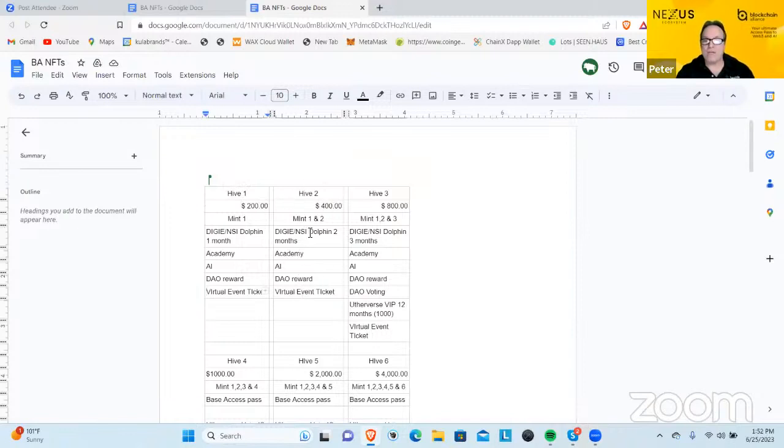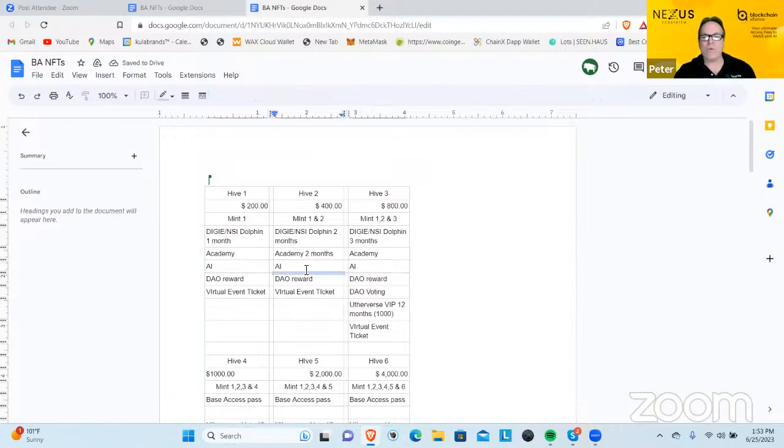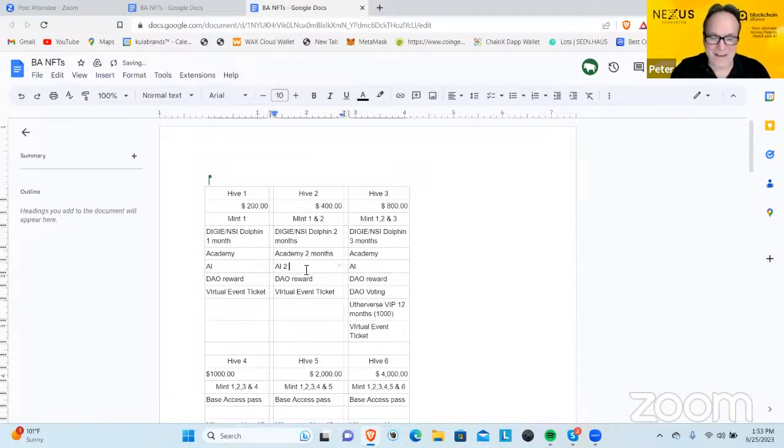Tier 2 or Hive 2 is $400. You're going to do Mint 1 and 2 when that date comes. You're going to get Digi Dolphin and NSI Dolphin for 2 months, the Academy for 2 months, and the AI for a 2 month time frame. Let me clean this up while I'm doing this. You're going to get the DAO rewards, and you have 2 of the 3 NFTs that you need to be in the DAO, and you're going to get a virtual event ticket.